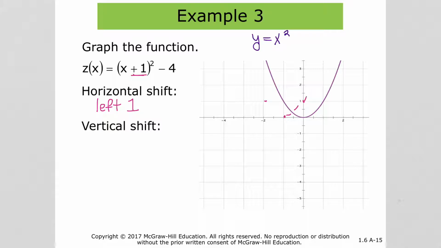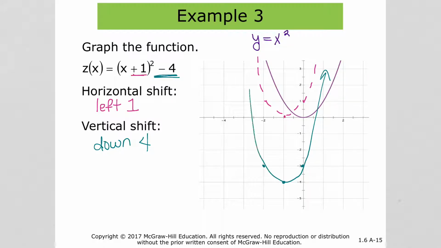Okay, and I'm going to do this dash since it's not the final product. Okay, and then we're going to take that and do our vertical shift, which is out here, -4. So with up and down, we actually use the negative as what it says it is. So down 4. And so we're going to take the pink one and move all those points down 4. And so there is our actual parabola, z of x.